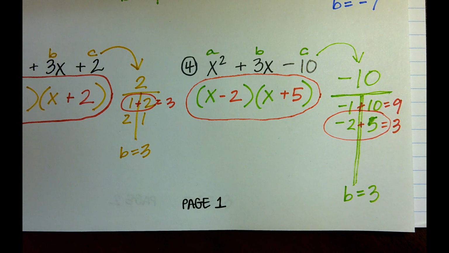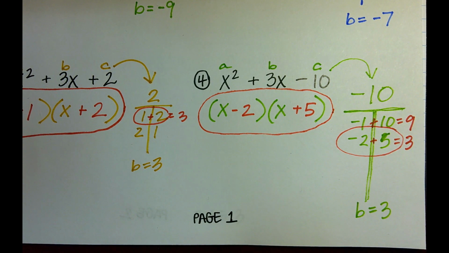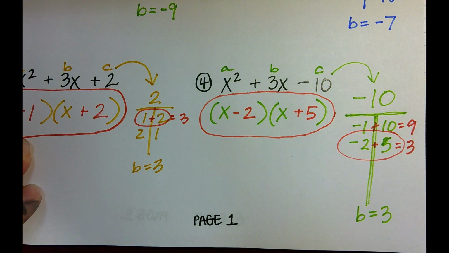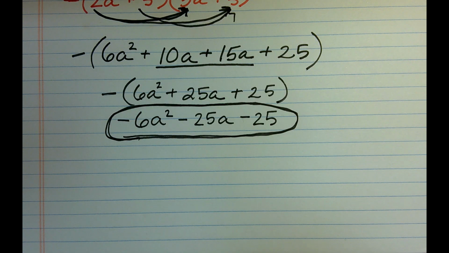Okay, that is the whole first page of your quiz. It will be just like this. You'll have 4 problems where A equals 1. You'll factor them just like this. Any questions on the first page before we go to the second? Okay. All right. So let's go to the second page.